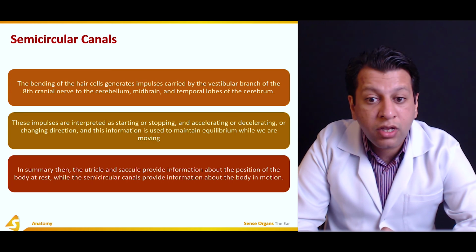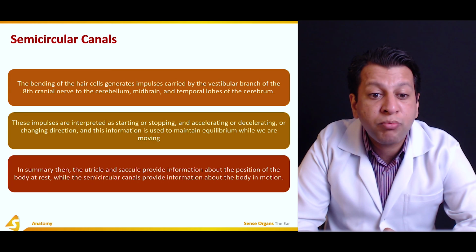In summary, the utricle and saccule provide information about the position of the body at rest, while the semicircular canals provide information about the body in motion.